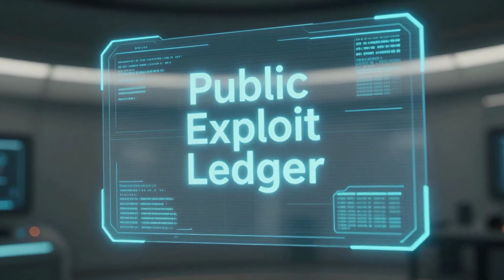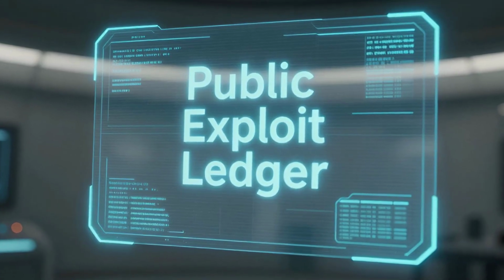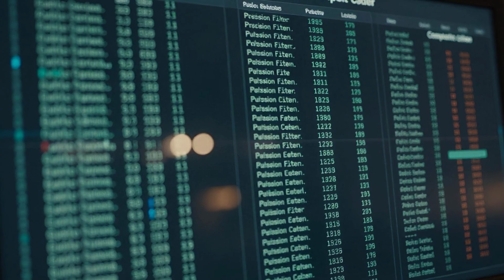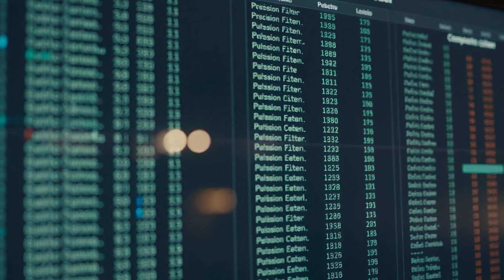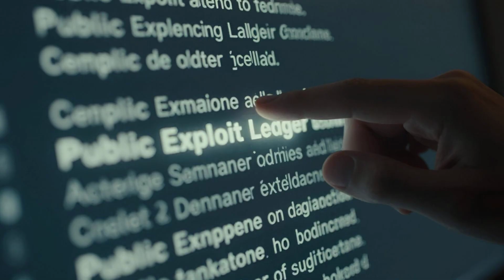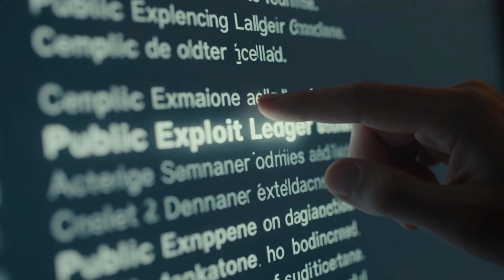Next, the public exploit ledger, the DSI's transparency tool. How every finding, the precision filter, and the complexity ceiling produce becomes permanent, public, and on the record, with no mechanism for removing it once it is there.